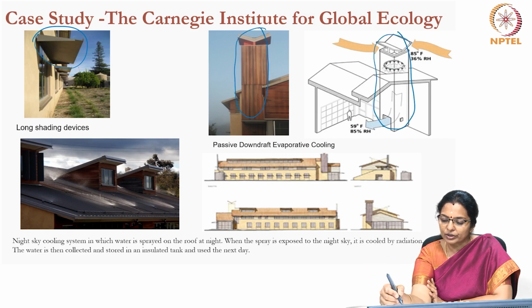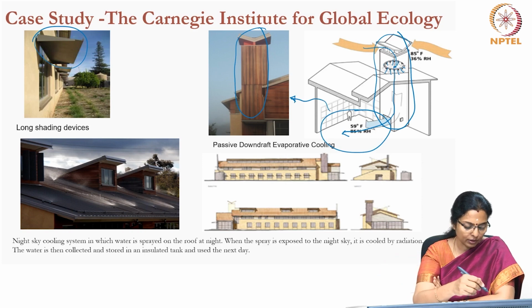You can see as shown here, these are the micronizers. The warm air goes in, becomes moist, settles, and makes the indoors cool, while there is an outlet at a higher end through which the warm air is pushed out.